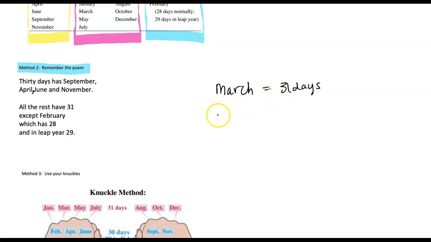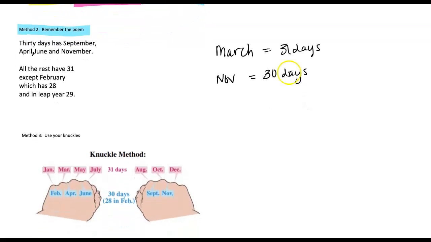What if I wanted to find out about November? Again, I go through that first sentence. 30 days has September, April, June, and November. Okay, that one's got 30 days. So just as an example. I tend to use the poem, again, because I had to memorize it as a kid.